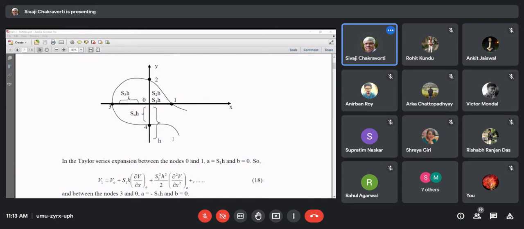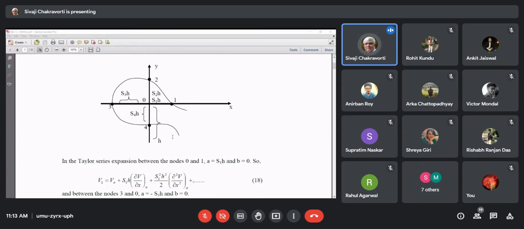So now we are taking the unequal internodal distances. Here is the configuration. This curved line is just showing some sort of boundary, so don't bother about the curved line. Look at the nodes. Here our target node is node 0, and it is connected to 4 other nodes, similar to our last class. But the difference is, the distance between 0 and 1 is now written as S1 into H, where S1 is a dimensionless quantity. The distance between 0 and 2 is written as S2 into H. Similarly, S3 into H and S4 into H, where H is the largest internodal distance in the entire system.